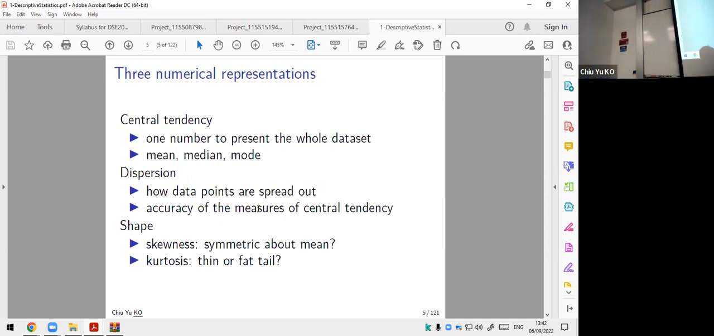So for this topic 1, we'll cover 3 different types of measure. For those who have learned statistics in junior school before, you learned the first 2. The last one is something you may not have learned, but you may be aware of. But the last one will be the most complicated.